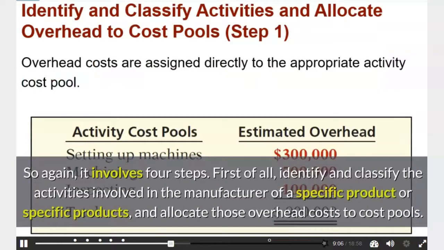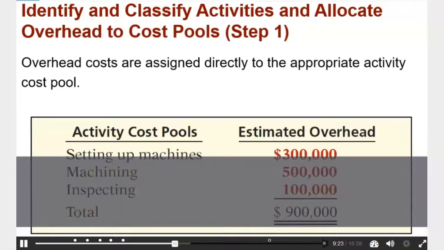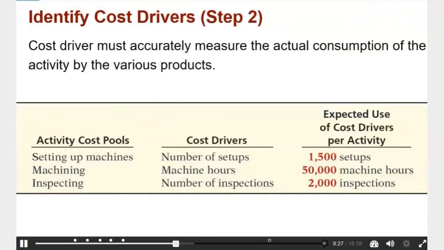So again, it involves 4 steps. First of all, identify and classify the activities involved in the manufacture of a specific product or specific products and allocate those overhead costs to cost pools, i.e., take the overhead and break it into cost pools. Now, once you have the pools, identify what drives the cost, what activity drives that cost. And that becomes your cost driver.